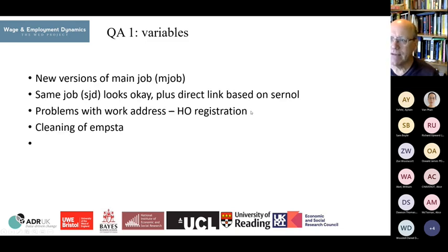Okay, second stage is quality assurance. So in terms of the quality assurance, we've been trying to work our way through a list of activities. We have quite a large list of variables and groups of variables that we're going through. For various historical reasons, we started with the main job and the same job work.